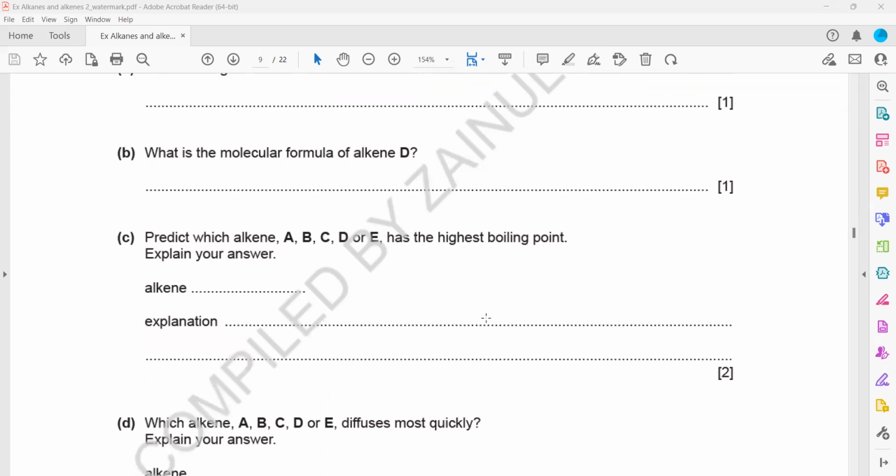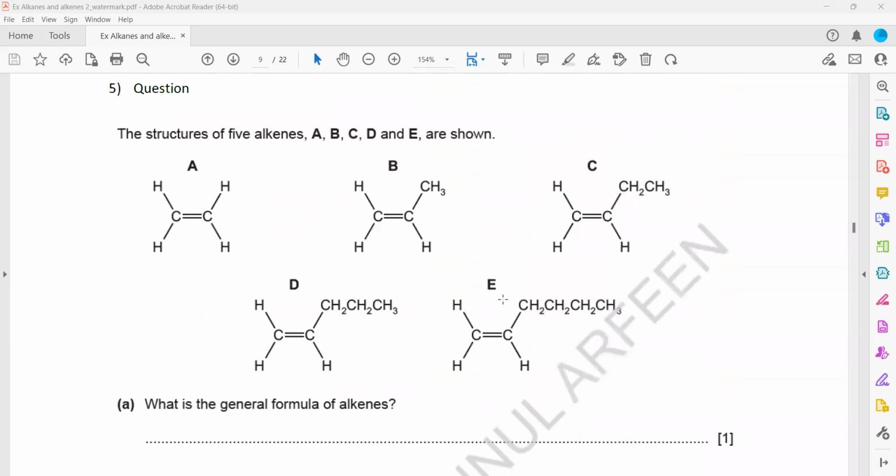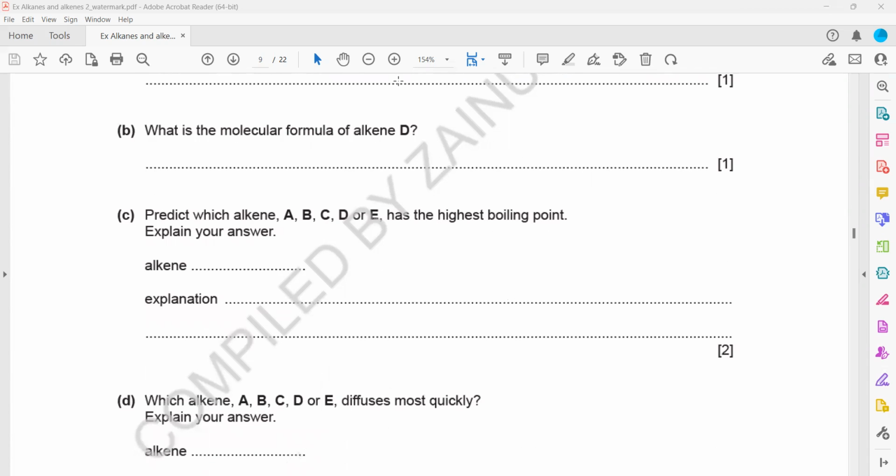Then predict which alkene will have the highest boiling point. E, because it has the most carbon atoms. Boiling point increases as the number of carbons increases. So we'll say E, and the reason is that there are more carbon atoms. As a result, they have a stronger attraction between them, and if we have a strong attraction, we need more energy to change the state.